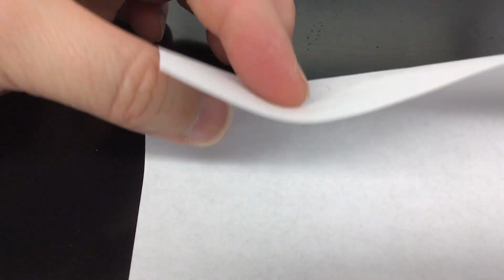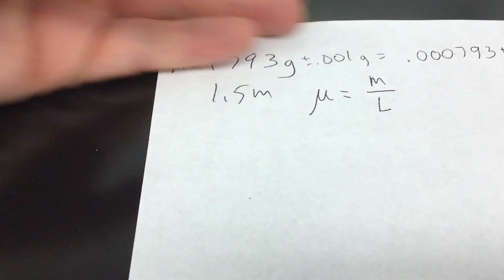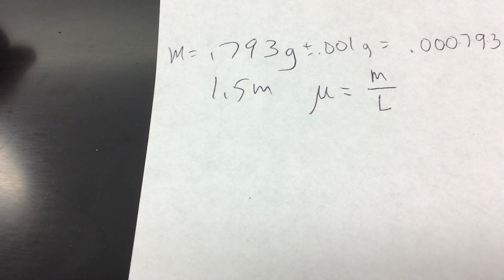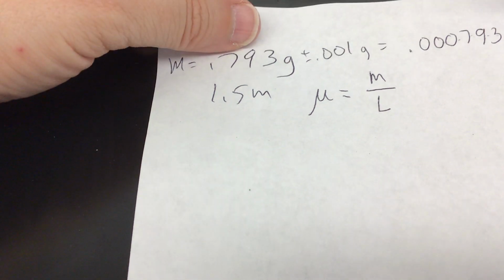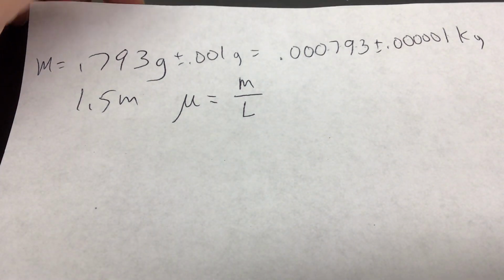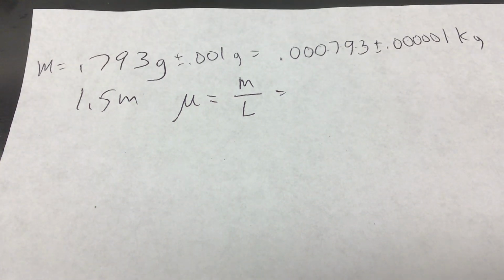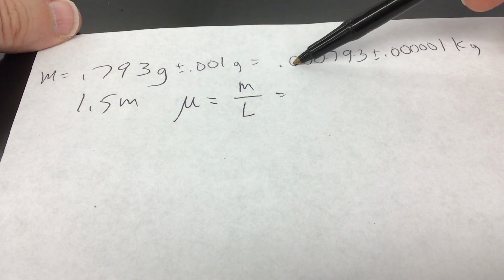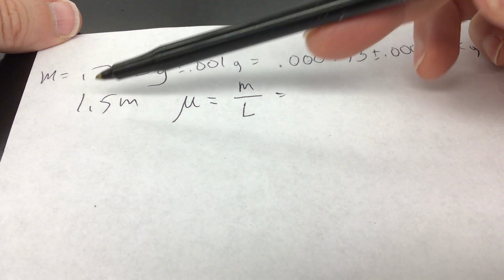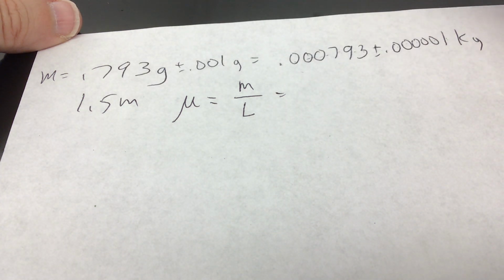Now, if you have something like this piece of paper, which is thin but has a large area, you'd use the area density, which is mass per unit area. So here we're going to use the linear mass density, not the area or the volume mass density. So again, just divide the mass by the length, and you should get your answer. So 0.000793 divided by 1.5. So you write that down in your data sheet.